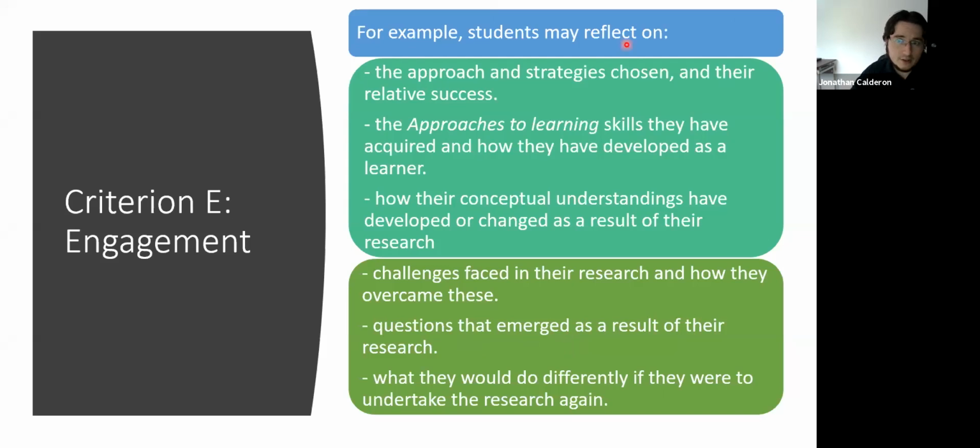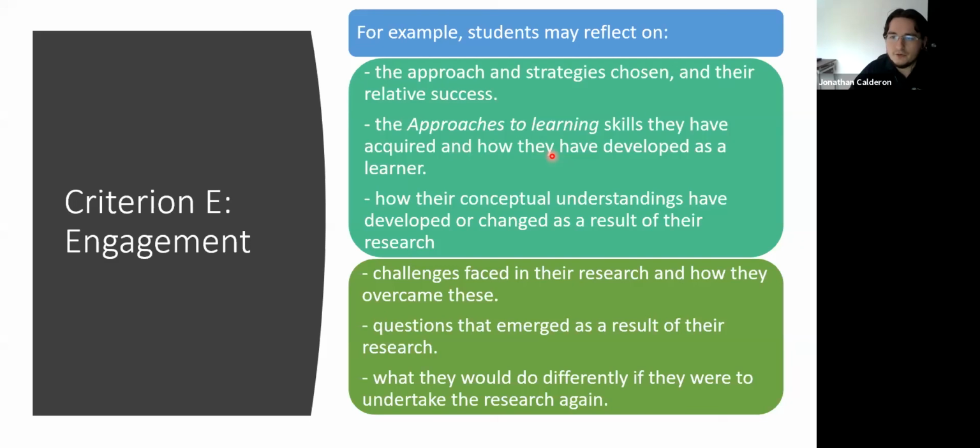So basically it could mean further questions like, what could I continue this with? What questions were left unanswered for me? Okay, could I expand my research? Could I continue doing it? Okay, and what they would do differently if they were to undertake the research again. Okay, so these are some common things that the students may reflect on.